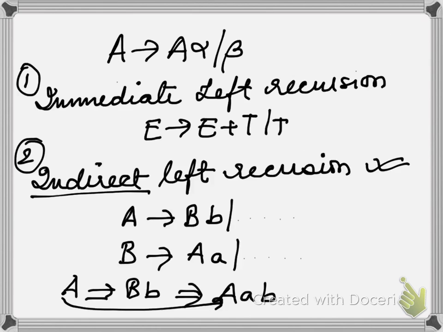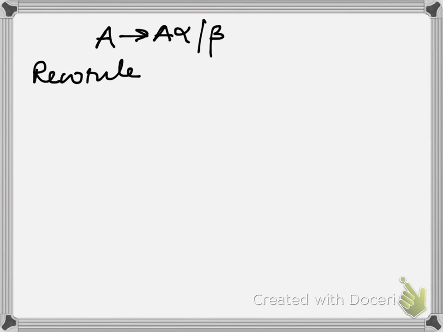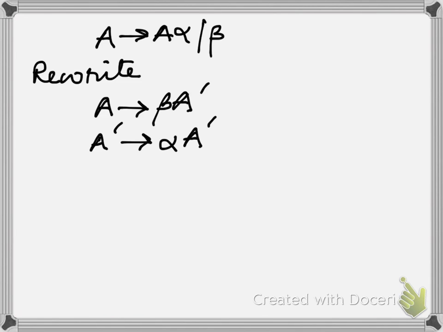So how do we do that? Let's see. Given a production like this, A derives A alpha or beta, we are going to rewrite the productions like this. We are going to introduce a new symbol: A derives beta A dash. And what does A dash derive? A dash derives alpha A dash or epsilon.